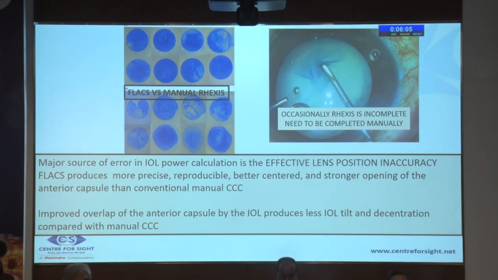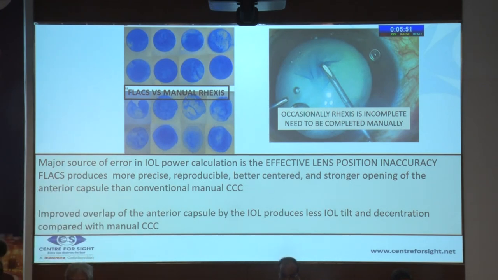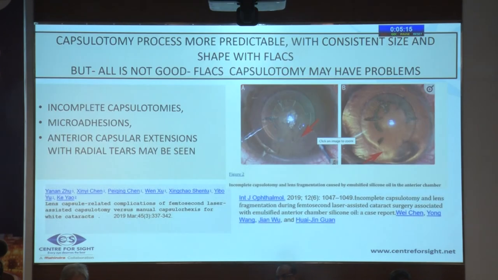And you know, lots of cortical matter is just beneath the anterior capsule, so that also might cause problems to you. So a major source of error in IOL power calculation is what? The effective lens position inaccuracy. Now, FLACS produces a more precise, reproducible, better centered, stronger opening in the anterior capsule than the conventional CCC. Mind you, a conventional CCC also has a very round rhexis, because when you're doing a FLACS, you've got small points which you're trying to break off. So it may be a nice round one which you see, but actually histopathologically, if you look at it, it may not be that round. Along with that, the important thing is you get a very improved overlap of the anterior capsule by the IOL, which produces less IOL tilt and decentration compared to a manual CCC.